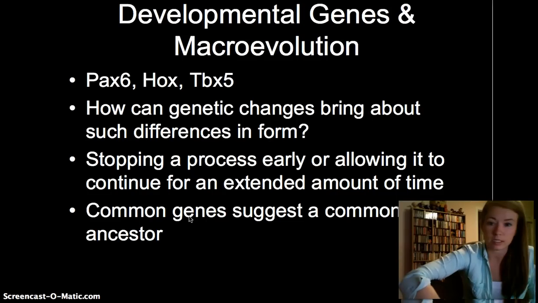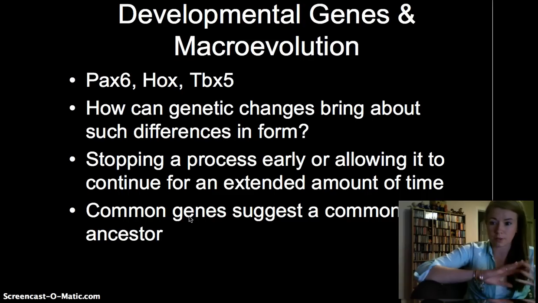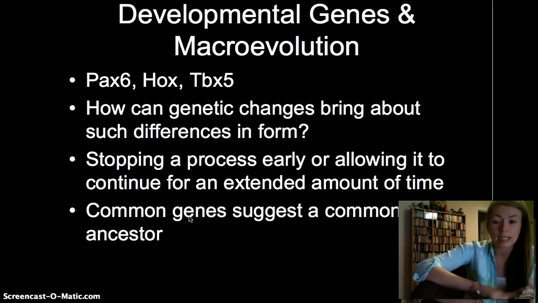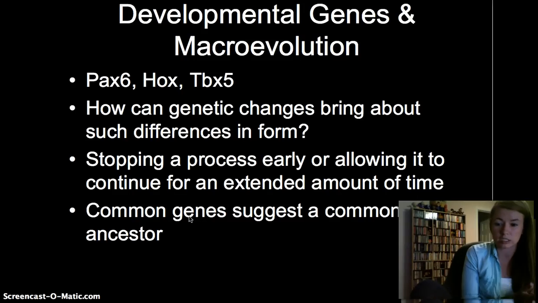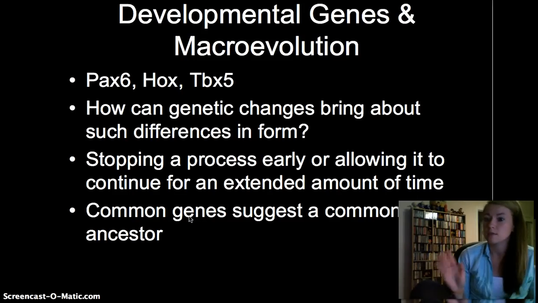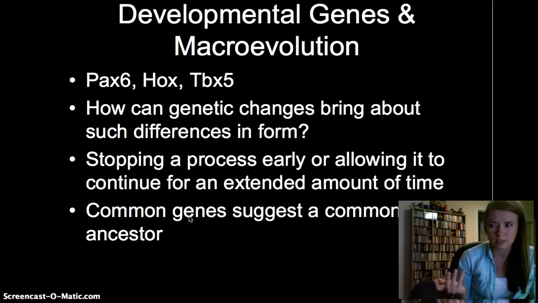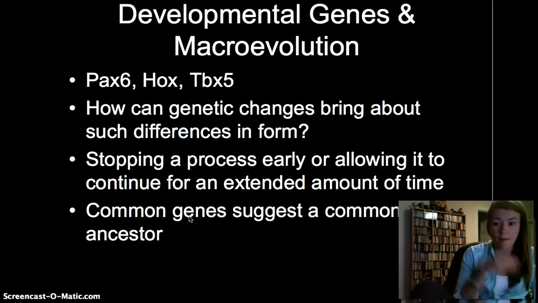So then your textbook goes on to talk about developmental genes and macroevolution. So it talks about three in particular: the PAX6 gene, the HOX gene, which we've talked about before, homeobox genes, and the TBX gene, TBX5 gene. And the question that it raises is, how do genetic changes in what proteins are made, because remember, that's what it is. Our DNA makes proteins, and that affects everything. So how do changes in our proteins bring about such drastic changes in our form? So how do changes in genes make us different from chimpanzees, make us different from wolves, make us different from bananas? How did that happen?